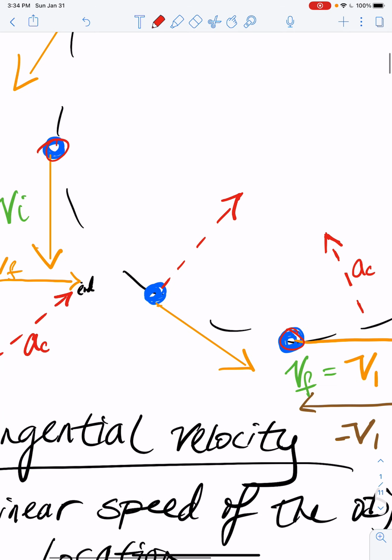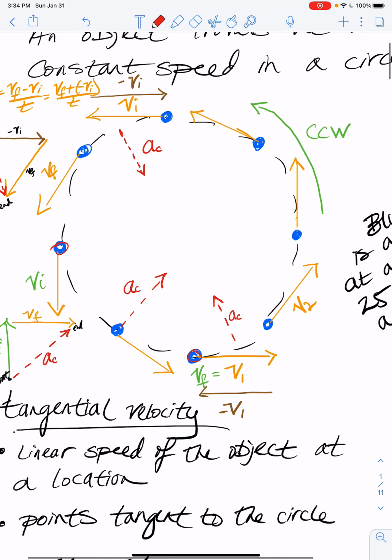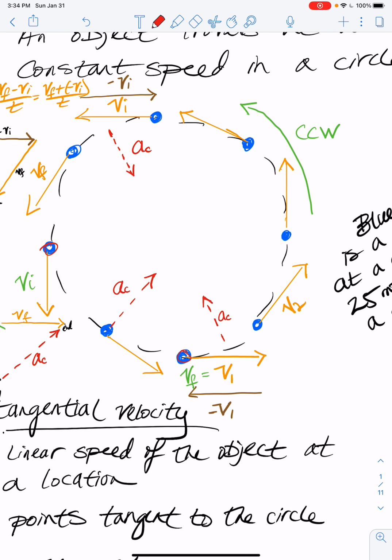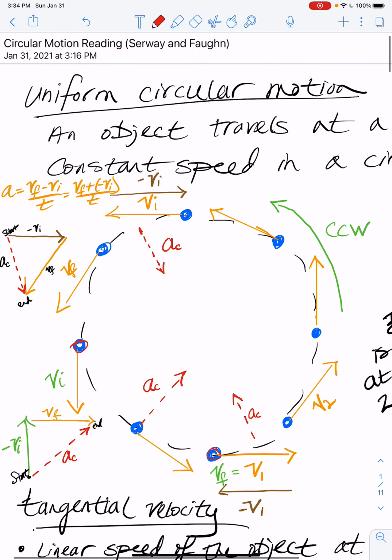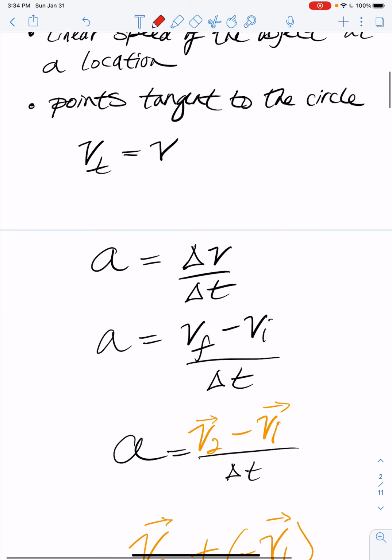And check out what we're seeing. Let's see if we can see the pattern now. That when an object is traveling at a constant speed in a circle, it is accelerating. Even though it's going 25 miles per hour around a circle in something we call uniform circular motion, it has this acceleration that is center seeking. And this is what we refer to as centripetal acceleration, for center seeking. So let's go ahead and write that down.